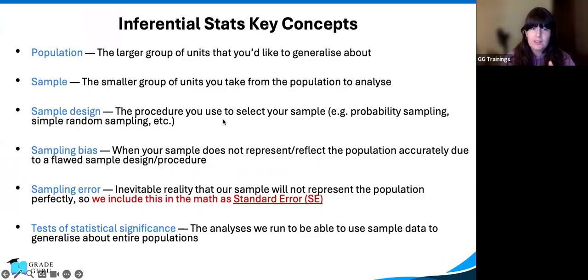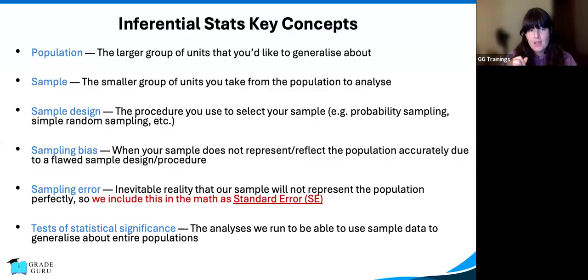Okay, your sample design. This is something you learned in ISSR. It's the procedure that you use to select your sample. So did you do probability sampling? Did you do simple random sampling? And you would have learned that your sampling procedure makes a huge difference in terms of how representative your sample will be of the population, right? So probability and simple random sampling guarantee that the researcher doesn't have any kind of bias in selecting cases.